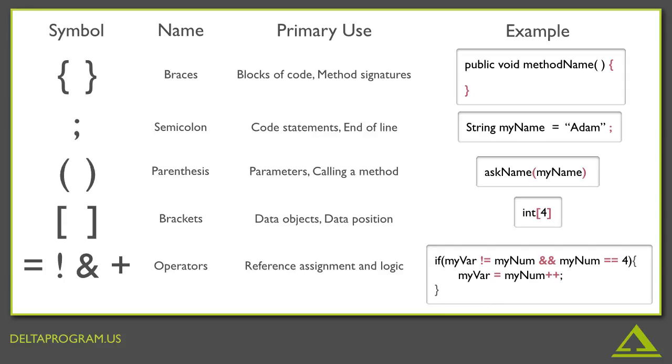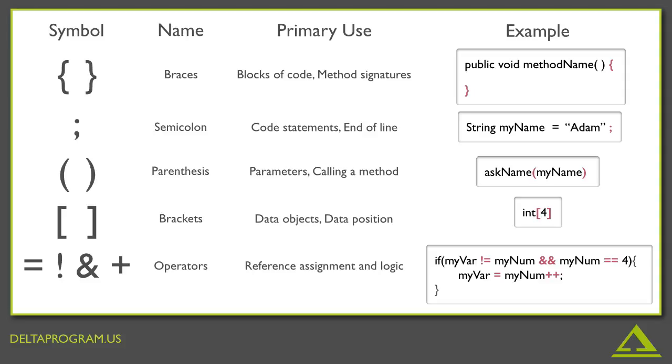Don't worry too much about what this code is saying. Just notice that the symbols can be used in combination. You can have an exclamation point and an equals sign, what's sometimes referred to as bang equals, or 2 ampersands, 2 plus signs, 2 equals signs. So you'll see these operators used both individually and in combination.